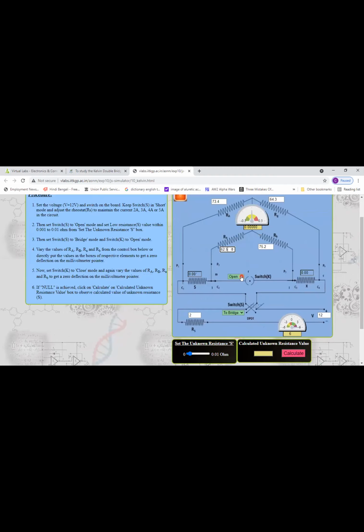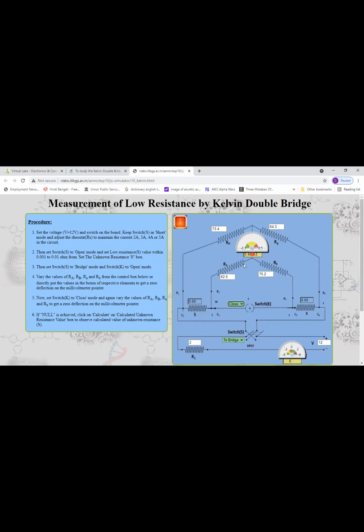Whenever we close this K switch, then it will again deflect, because here no current is flowing through this. But whenever we put this switch K in closed mode, then the R resistance also puts some disbalance. Look, whenever I close this, some deflection is there. Actually it reached 0.6853. Guys, just watch this. This is what practically happens with your Kelvin double bridge.